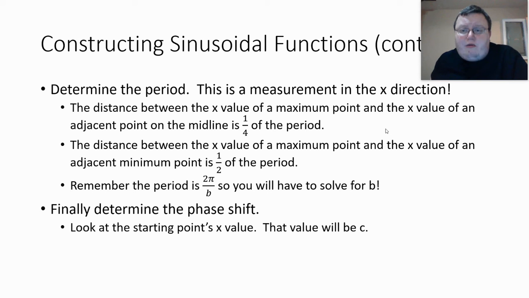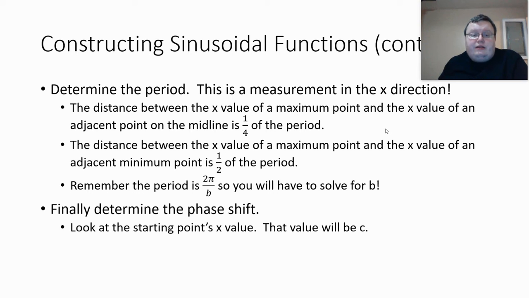So once we figure out that distance, we're going to multiply it by 4 to get the period. Because if that distance is a fourth of the period, we multiply that distance by 4 to get the period.